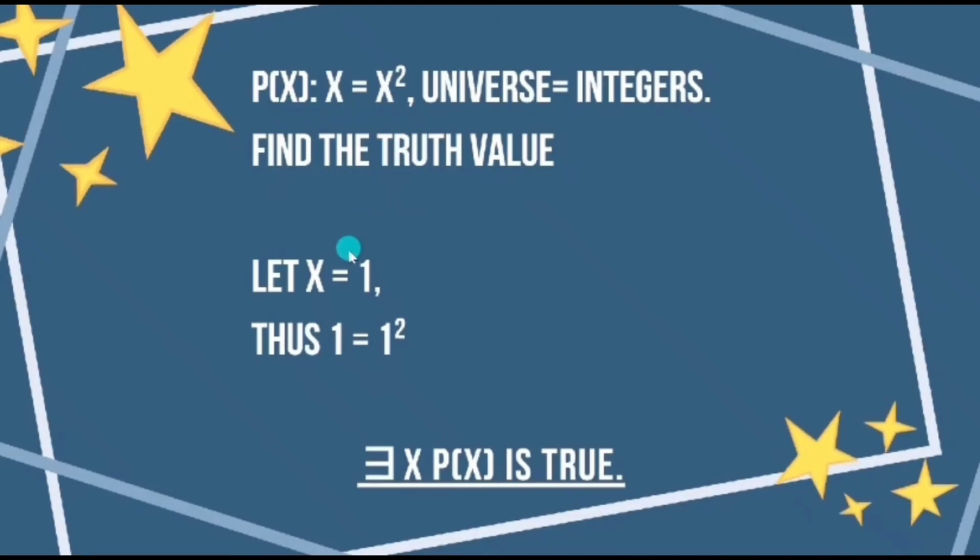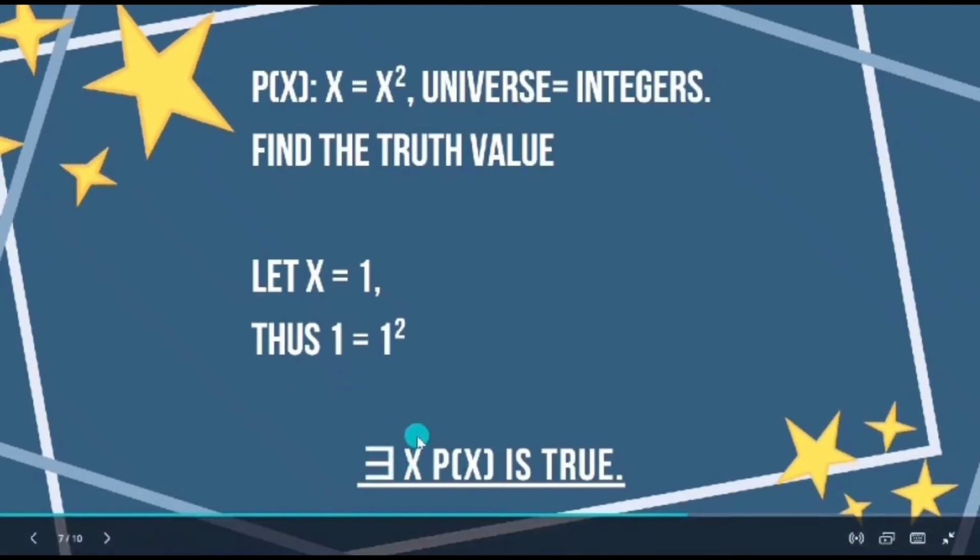Unlike the universal quantifiers, statements of existential quantifiers can be true even if only one value fulfills the statement and the rest are false. So we can simply write x equals 1, so 1 equals 1 squared. And here we can see 1 squared is also equal to 1. From this statement alone, we can conclude that in this case, the statement "there exists x, Px" is true.